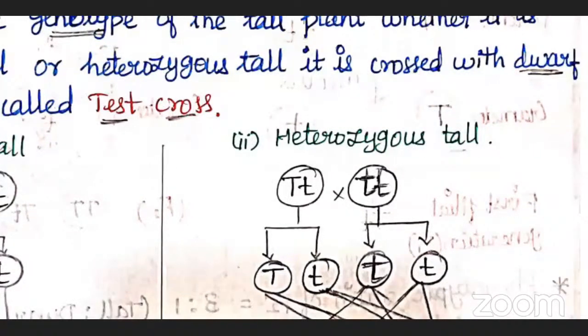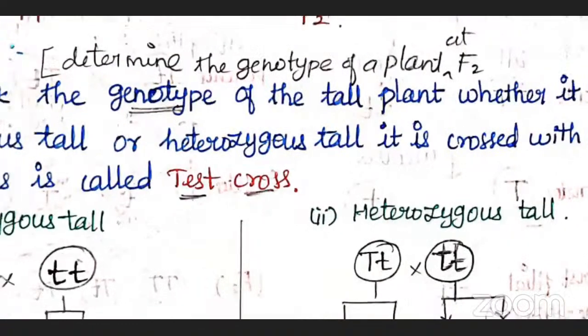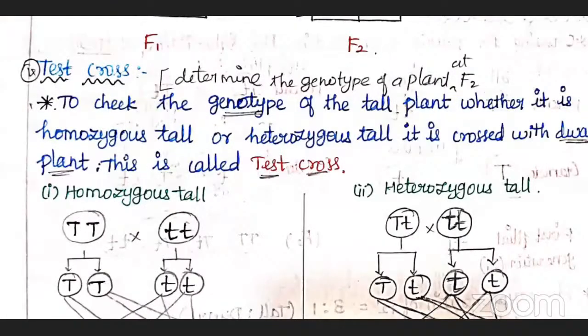In a monohybrid cross, the short plant is considered the recessive one. In a test cross, the F1 generation is crossed with the recessive parent. This cross is used to test the heterozygosity of F1 plants, hence it is named a test cross.